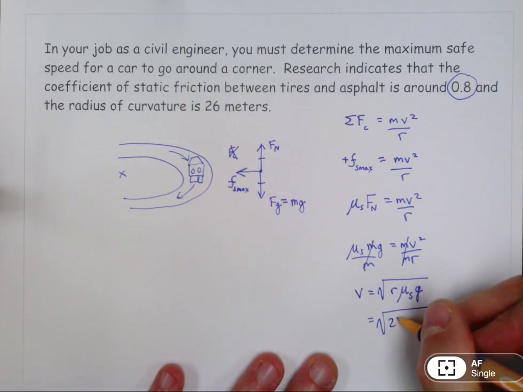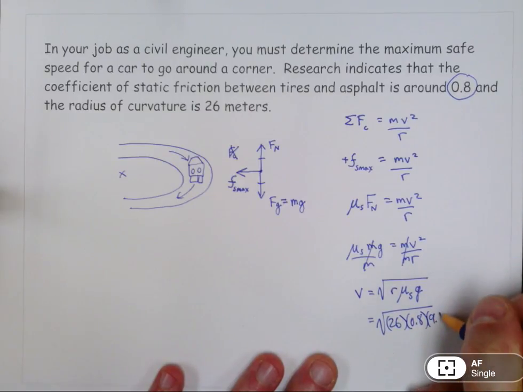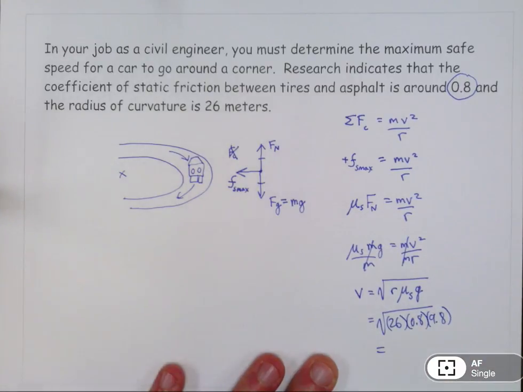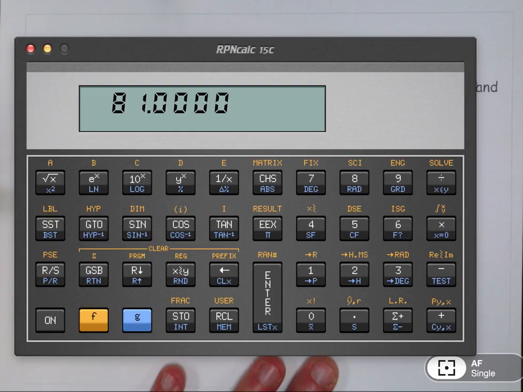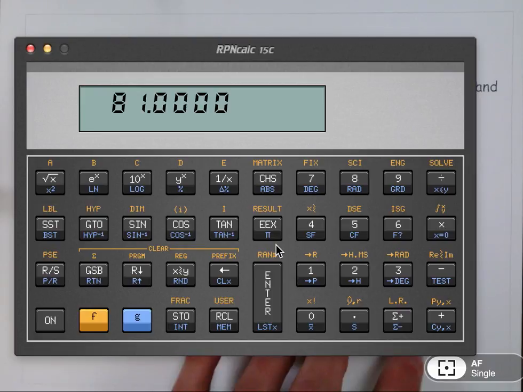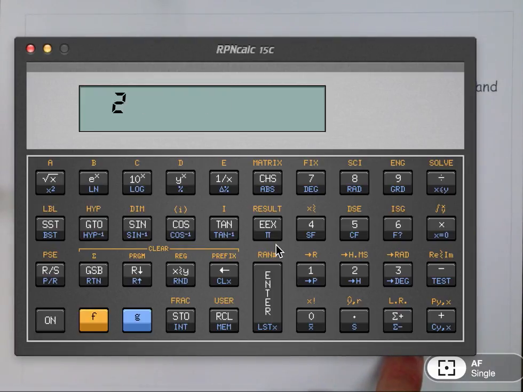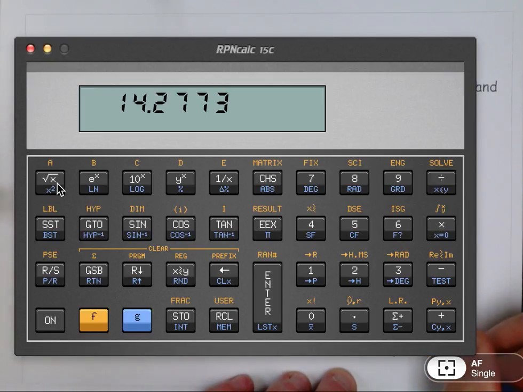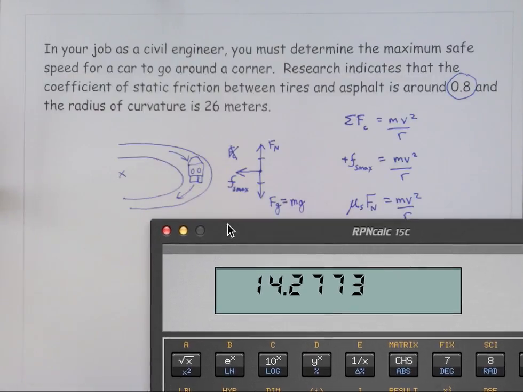The given radius is 26. Coefficient of static friction is 0.8. g is 9.8. Let me do this on my calculator real quick. I believe the answer is around 14, but let's give it a try. So 26 times 0.8 times 9.8, and then we've got to take the square root of that, and yes, 14.3 is the final answer to this question.